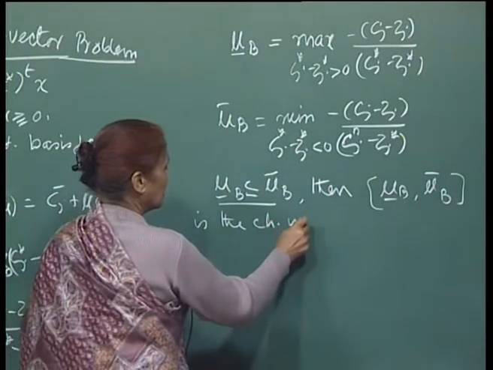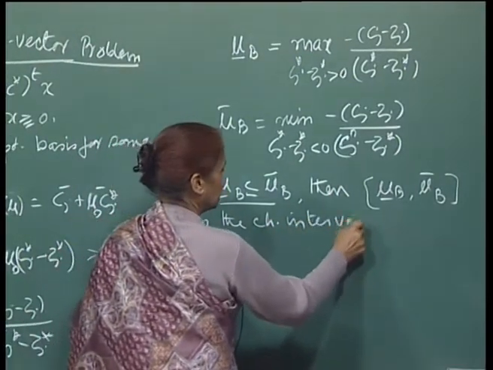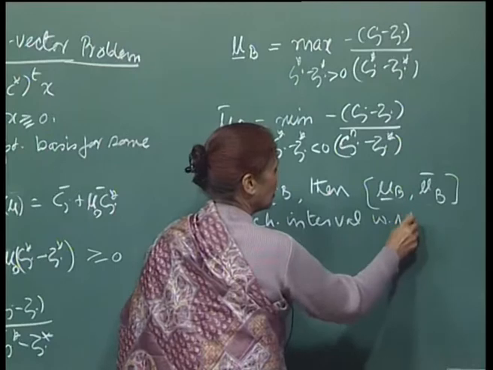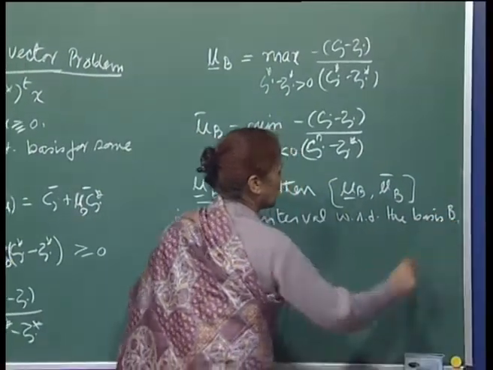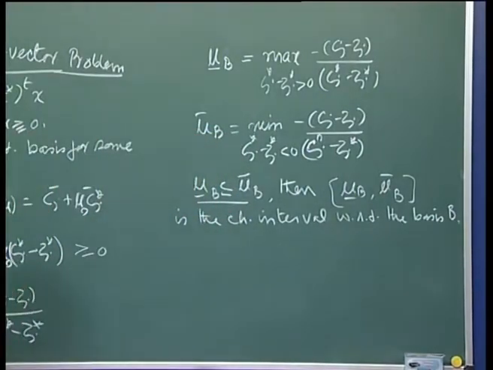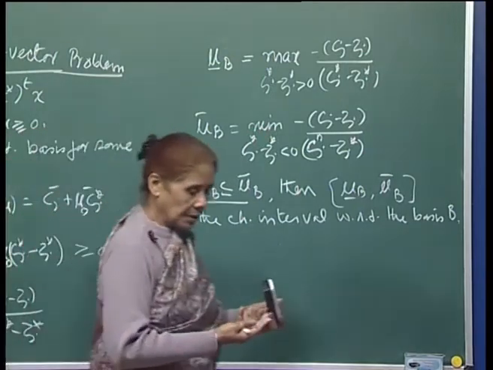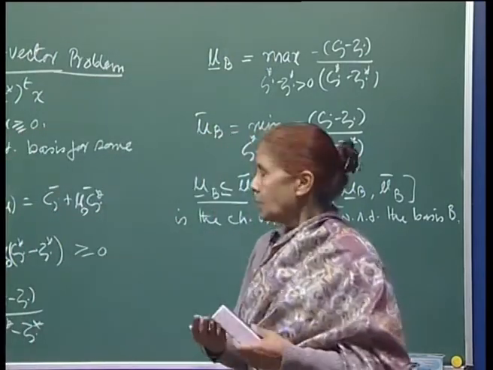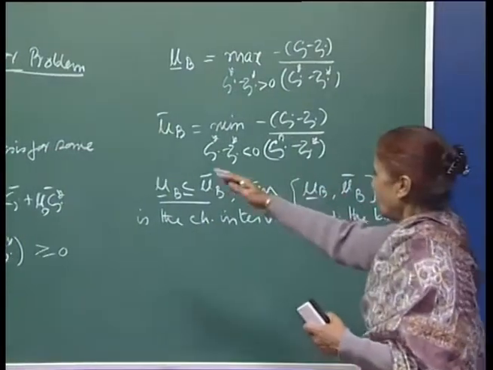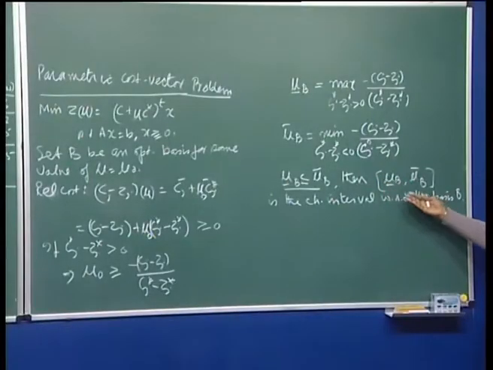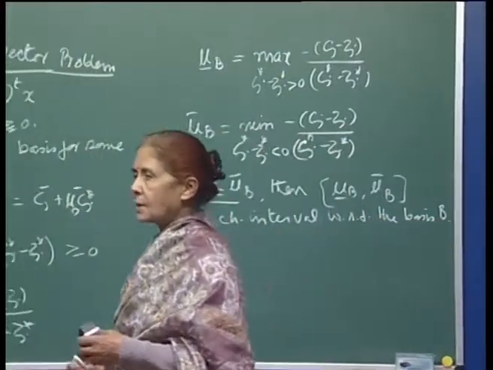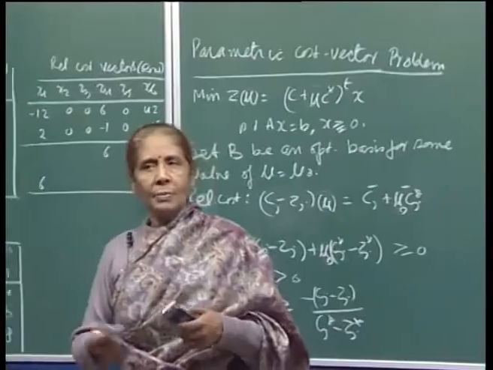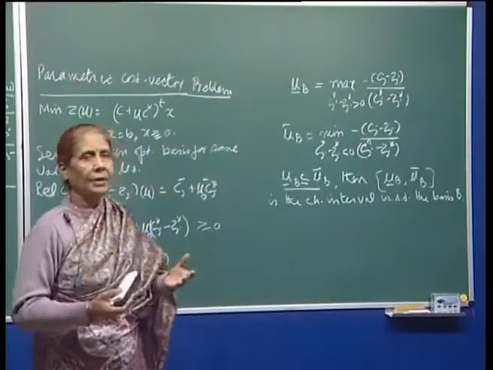So if this happens, then we say that mu B lower bar, mu B upper bar is the characteristic interval with respect to the basis B. Okay. This is the characteristic interval, and as we saw, it can be empty, but in that case there would be no optimal basis B. So if I just consider a characteristic interval for some basis, it is possible that the characteristic interval for any basis need not be non-empty, right.